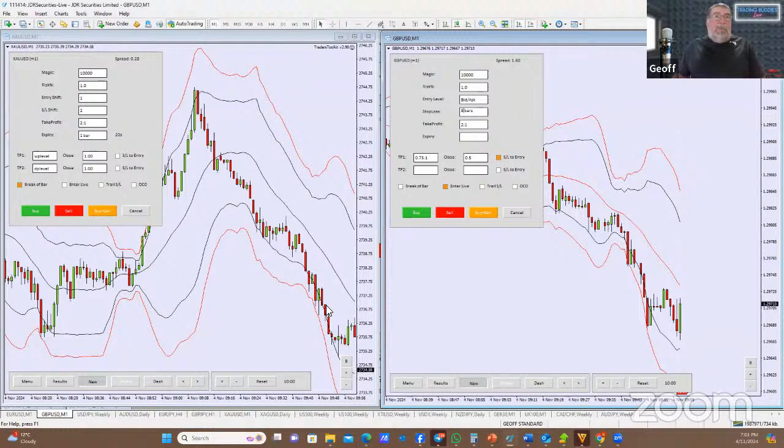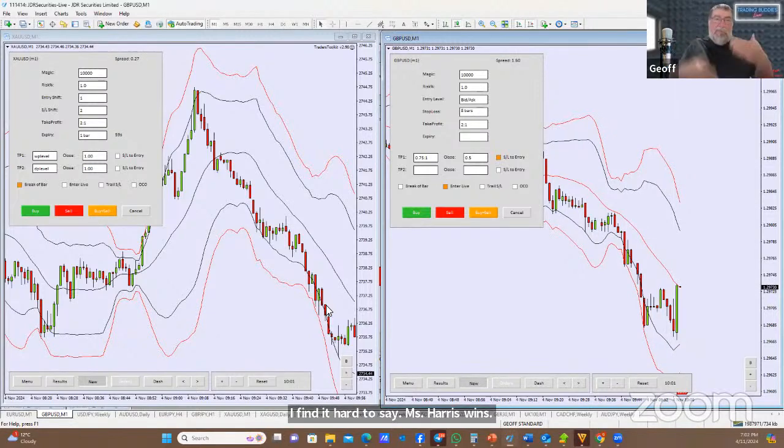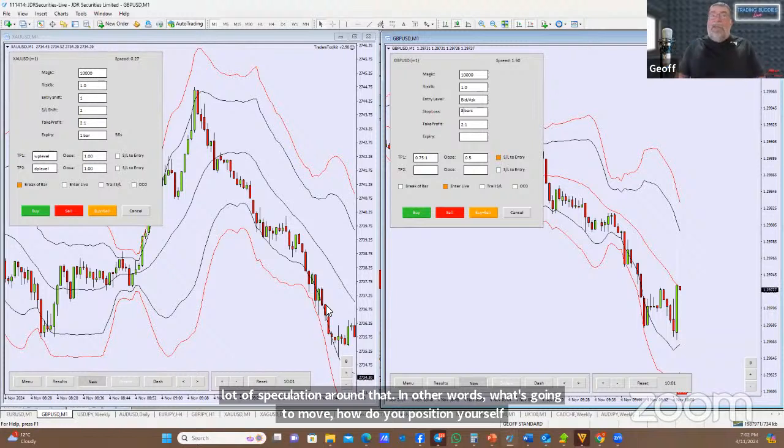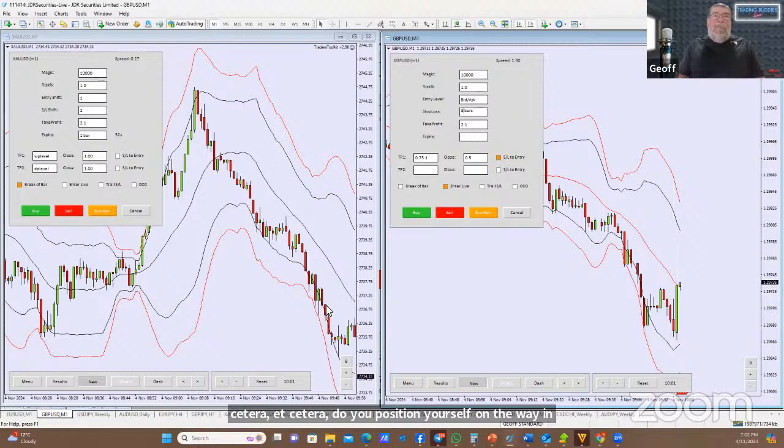Back to the elections. A lot of speculation about what happens when or if Donald Trump wins. How do we trade that? A lot of speculation around what if, I find that hard to say, Ms. Harris wins. In other words, what's going to move? How do you position yourself, etc.? Do you position yourself on the way in? There's a lot of speculation around that.